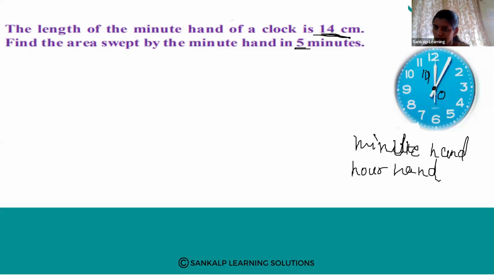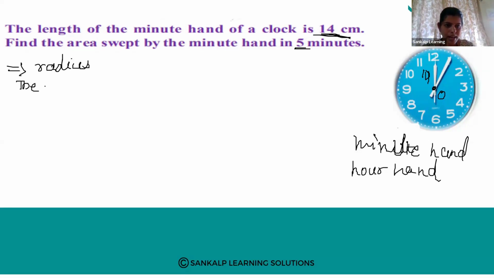14 centimeter. So that means it is the radius only. Therefore the radius is 14 centimeter. The minute hand is, okay, radius they have given. The minute hand is the radius of the circle here. That is the radius of the circle.